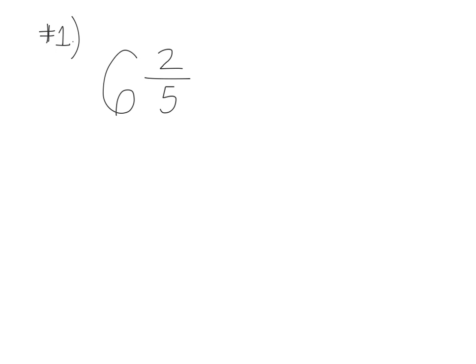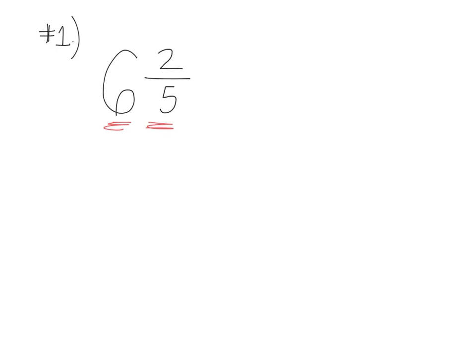The first question asked you to turn this mixed number into an improper fraction. It's called a mixed number because it's made up of a whole number, which is 6, and a fraction, 2/5. Do you remember what an improper fraction is?